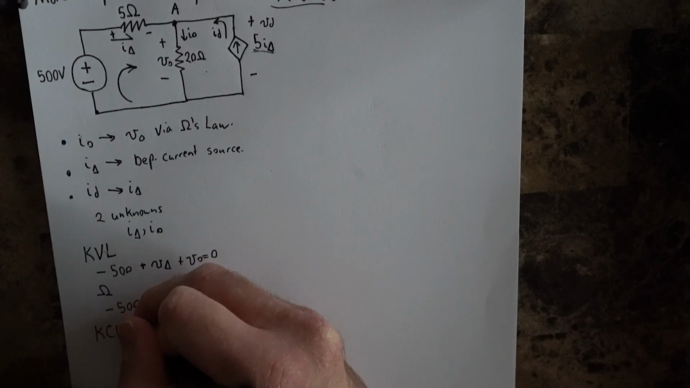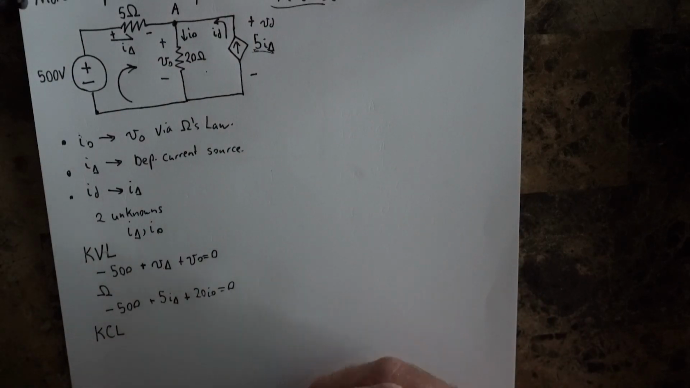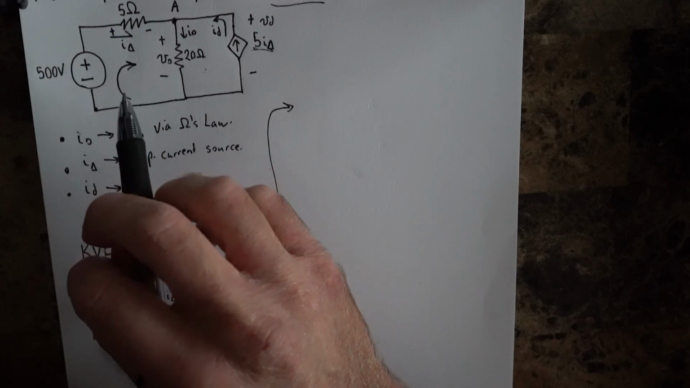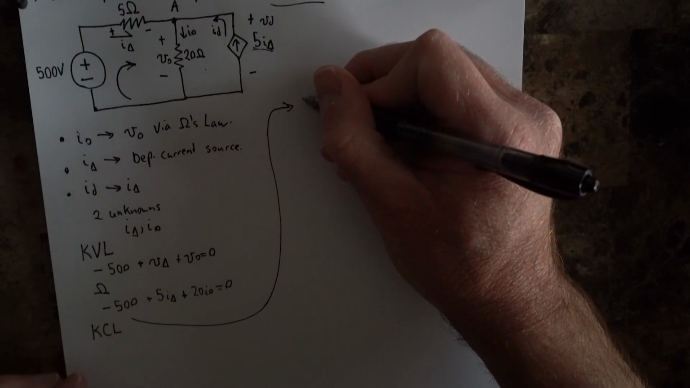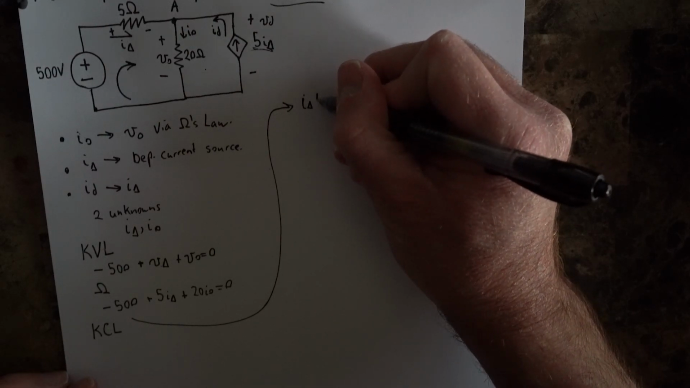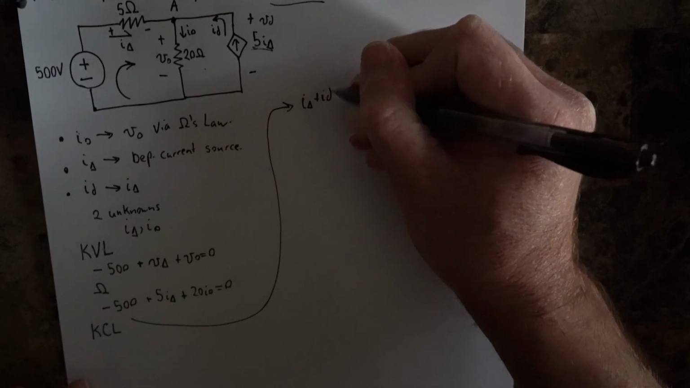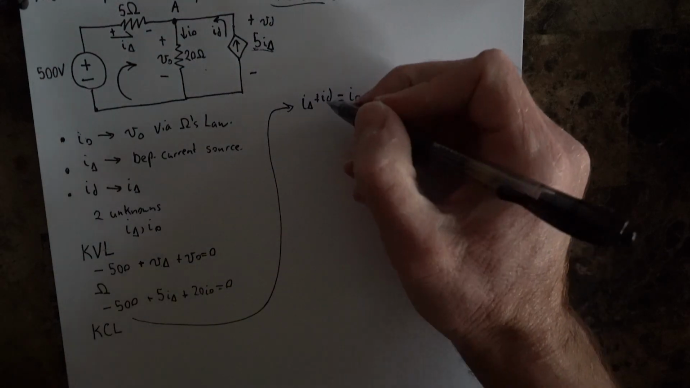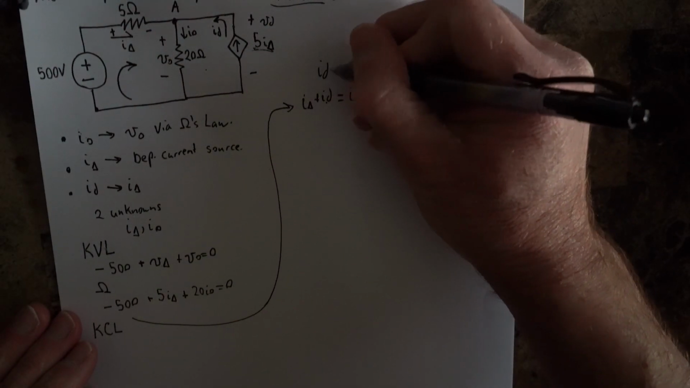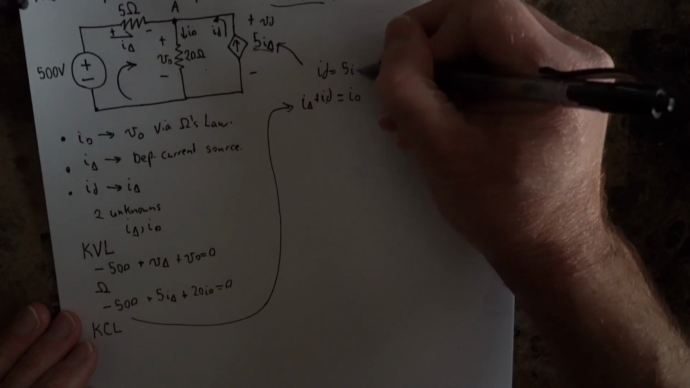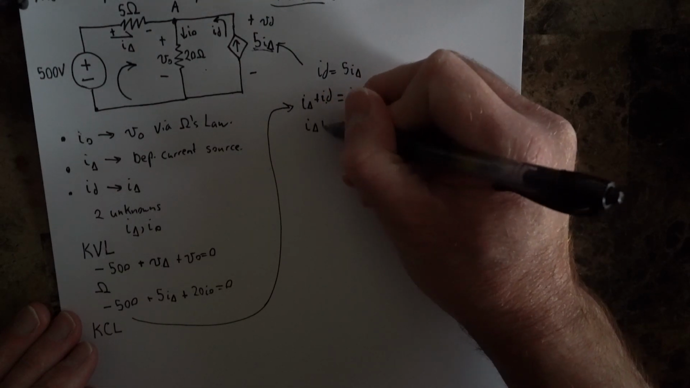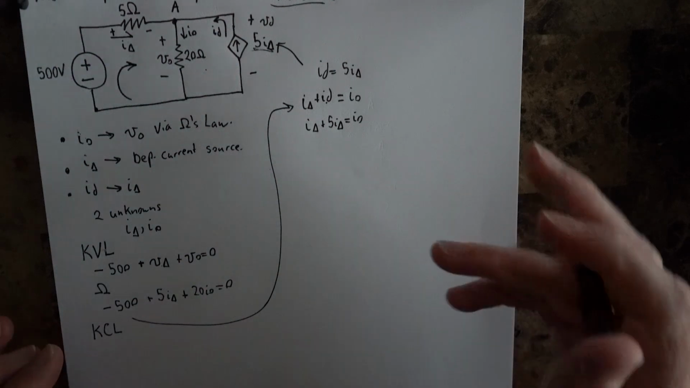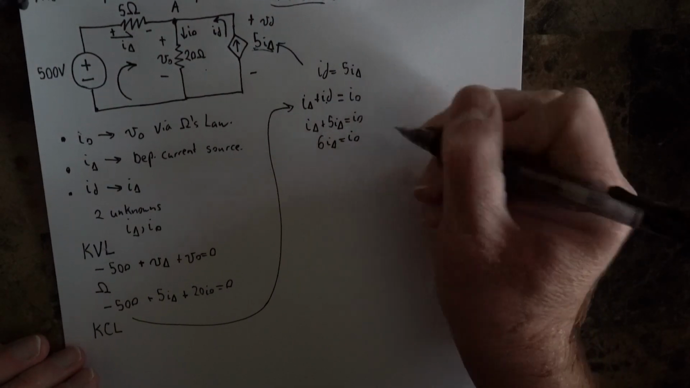To do that, we'll move to KCL, and we'll do that here at node A. So just so that you can see it a bit better, I'll move everything up here. With KCL, we have the sum of currents entering, I delta plus ID, must be equal to the current leaving, I0. Well, we've got a nice substitution that we can make right here, since ID is by definition 5I delta. So we now have I delta plus 5I delta is equal to I naught. Cool. Simplifying a little bit, 6I delta is equal to I0.